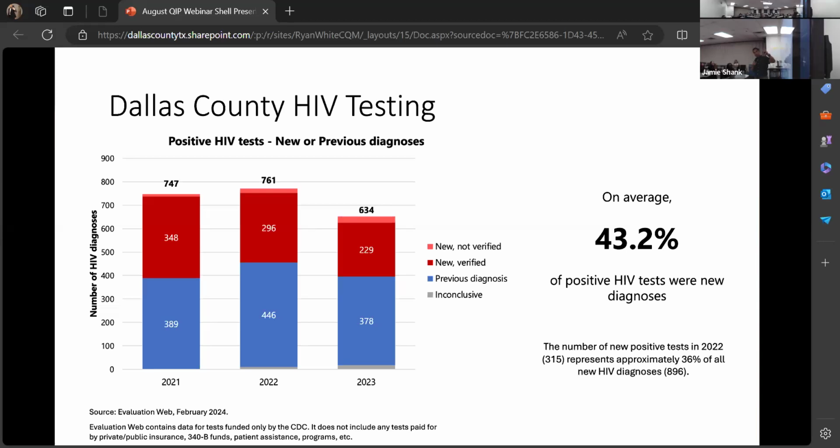but we're just trying to show the breakdown of new diagnoses compared to previous diagnoses based on the testing data. So in red, light red and darker red are new diagnoses, and previous diagnoses of HIV are shown in blue. Roughly 33% of all new diagnoses within the county is represented in the red. And on average, 43% of positive HIV tests were new diagnoses.